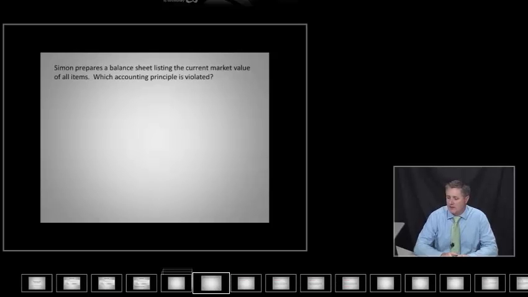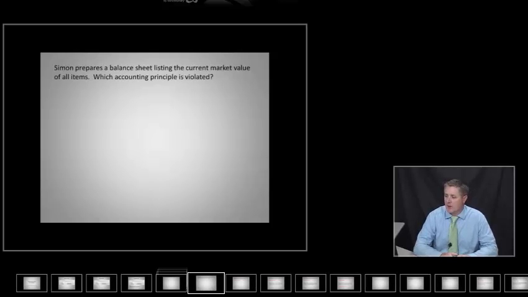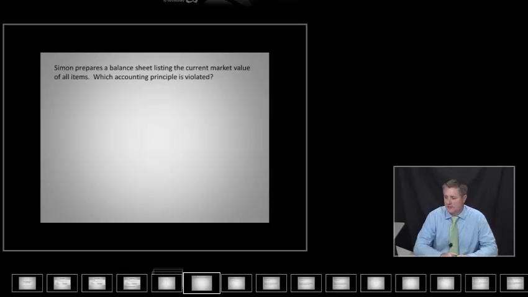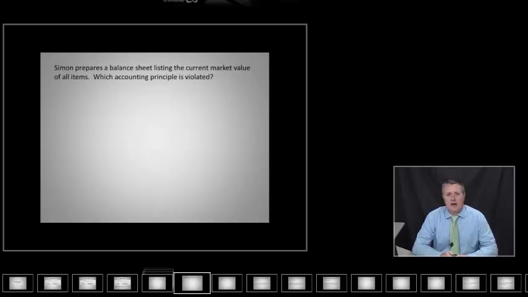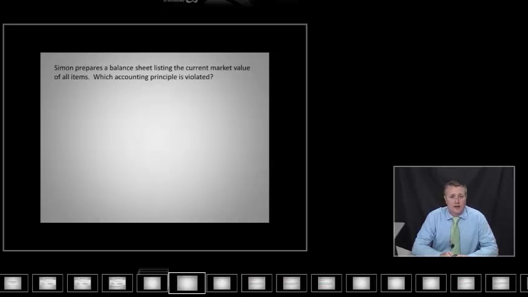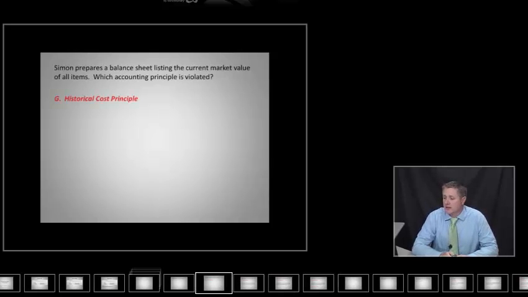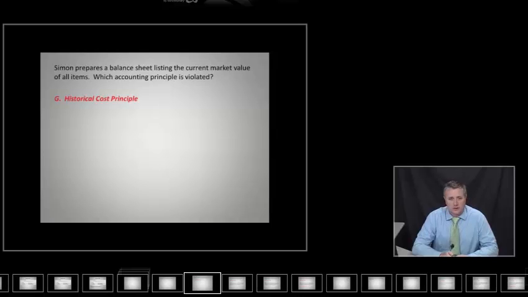Simon prepares a balance sheet listing the current market value of all the items. Which accounting principle is violated? Well, as we know, accounting or financial statements reflect historical cost, so this is clearly a violation of the historical cost principle.